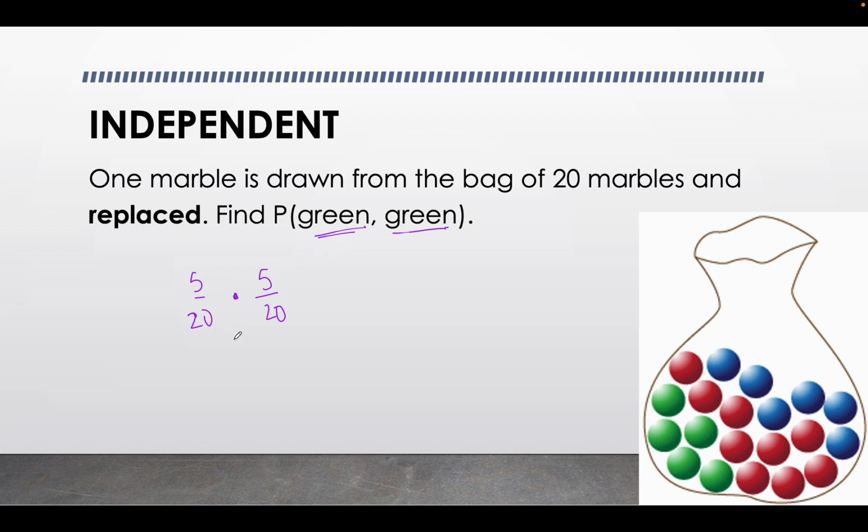So we have a 5 out of 20 chance of picking green the first time. I take it out, but then I put it back. And then that means that there are still 5 greens in the bag and still 20 marbles. So I have a 5 out of 20 chance. I'm going to simplify these just to make it easier to calculate without having to simplify large numbers at the end. So you have a 1 out of 16 chance of getting 2 greens in a row.